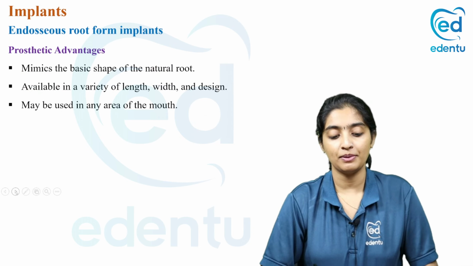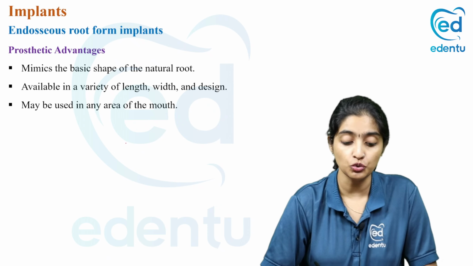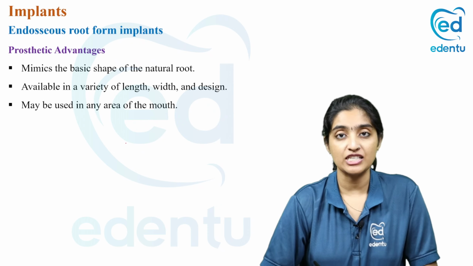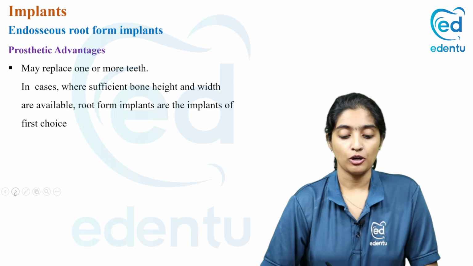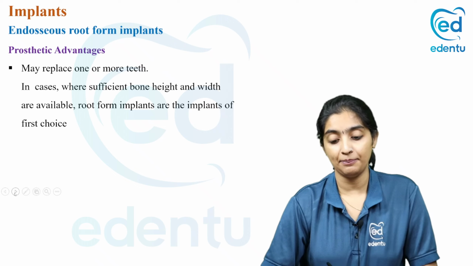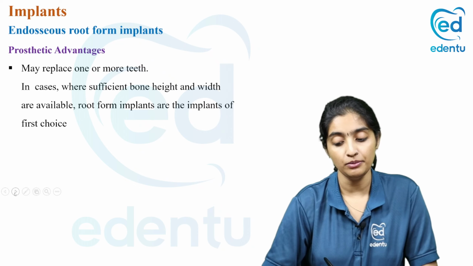Endosseous root form implants, prosthetic advantages: it mimics the basic shape of the natural root and is available in a variety of lengths, widths and designs, and may be used in any area of the mouth. It may replace one or more teeth in cases where sufficient bone height and width is available.